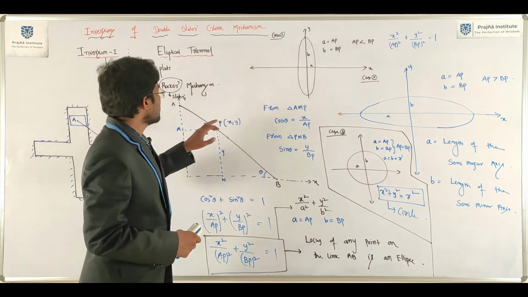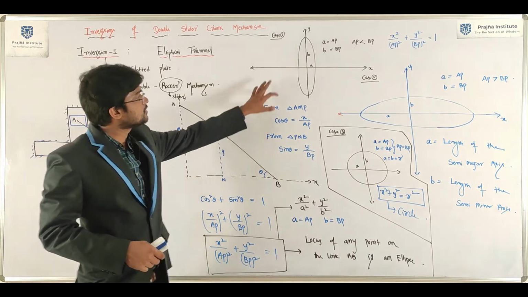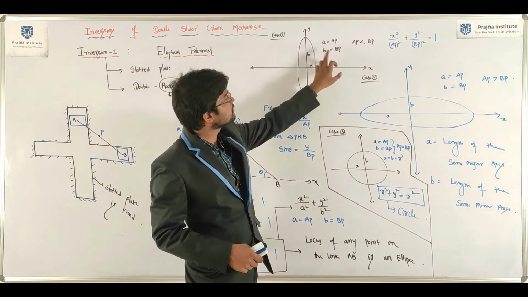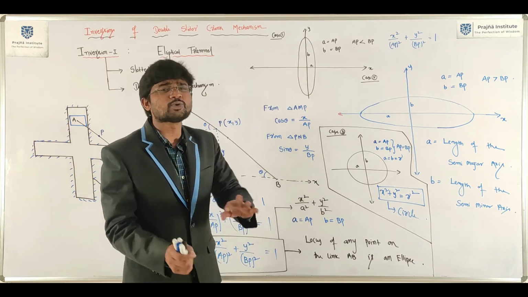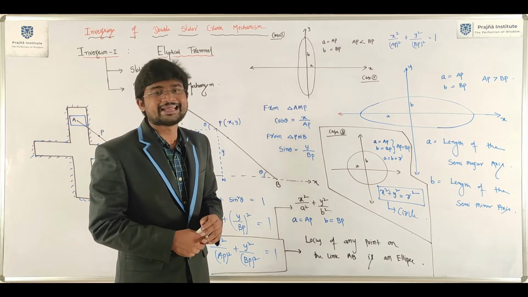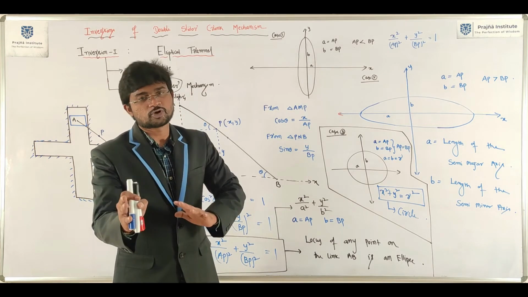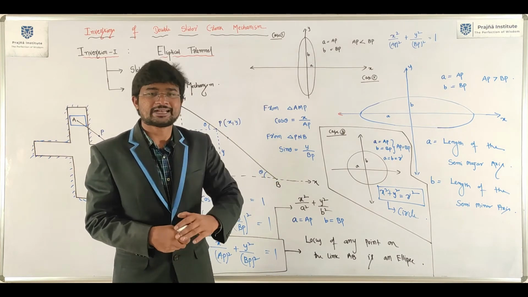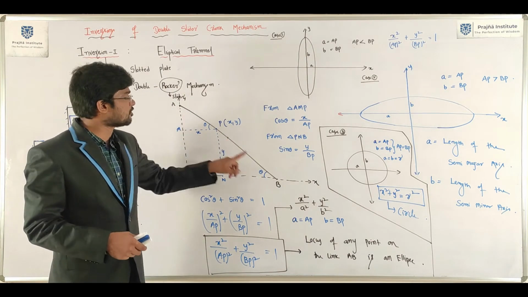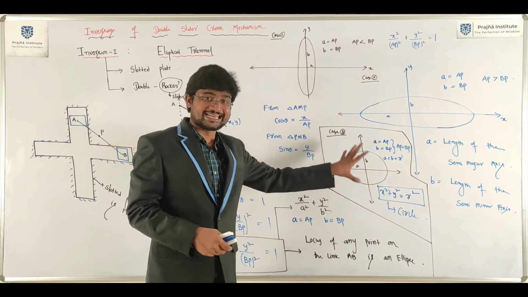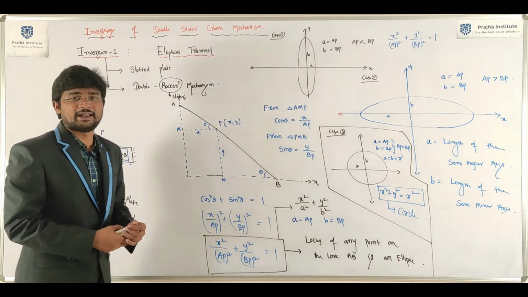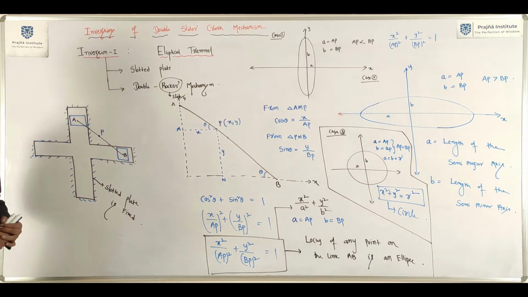After that, if AP is greater than BP, you will get this kind of ellipse. If AP is less than BP, you will get this kind of ellipse. We need to adjust the length of the semi-major and semi-minor axis accordingly, and draw the ellipse by using the elliptical trammel. If you keep a pencil or marker exactly at the midpoint of AB, you will get a circle. That means you can draw a circle by using the elliptical trammel. It is a drawing instrument.